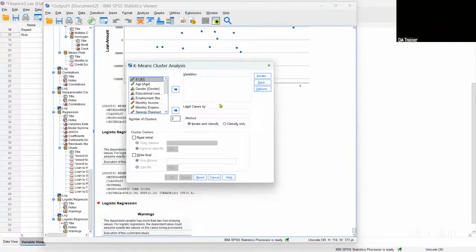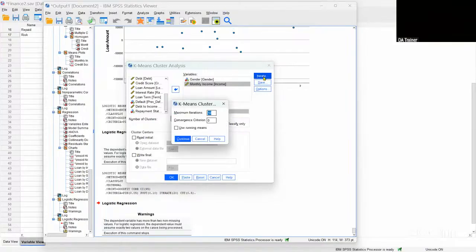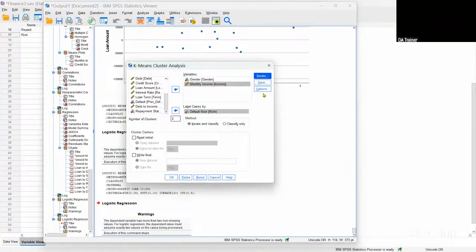So cluster analysis is to segment customers into groups. Very simple. Where our customers just split in monthly income into big groups. Okay, label them by this. Iterate and classify. I hope that should be okay by me. Okay, 10 is enough. Options.